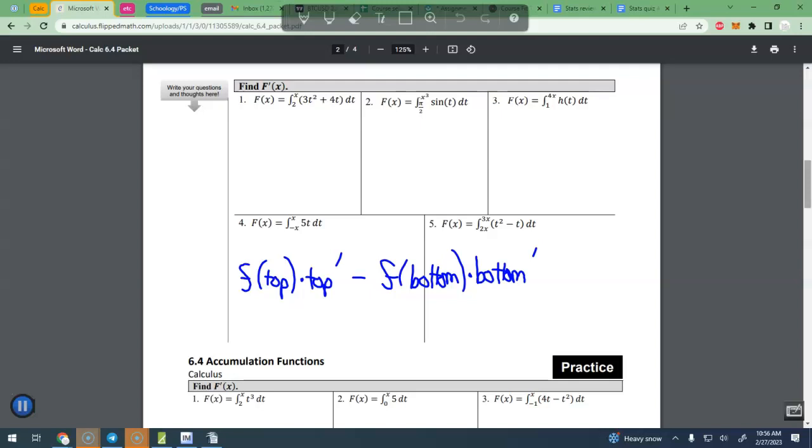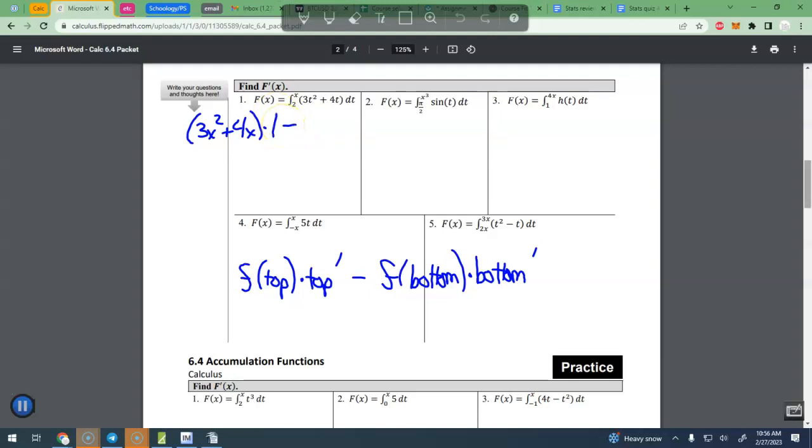So for number 1, when I plug the top in for t, that would just give me 3x squared plus 4x, right? So that's plugging in the top, 3x squared plus 4x. But then I've got to multiply by the derivative of the top. So what's the derivative of the top? What's the derivative of x? It's 1, right? I'm concerned because no one else besides Bowman is saying it. Do you remember that the derivative of x is 1? Okay, just been a while.